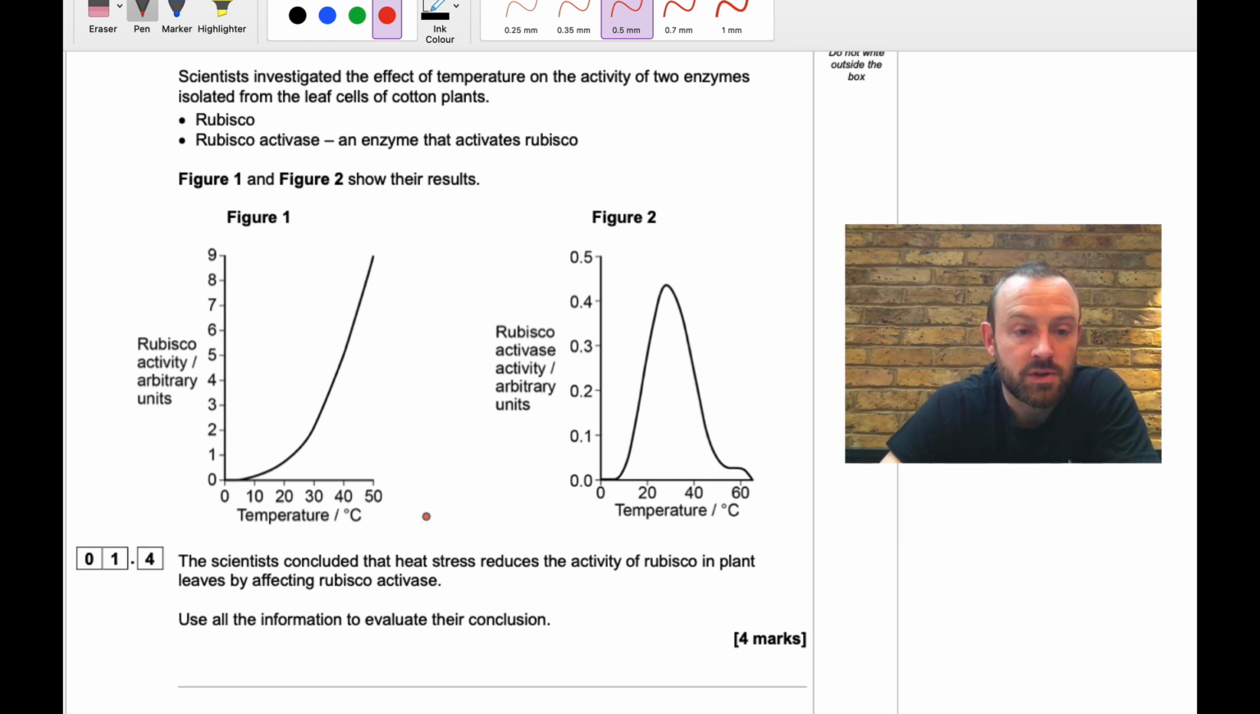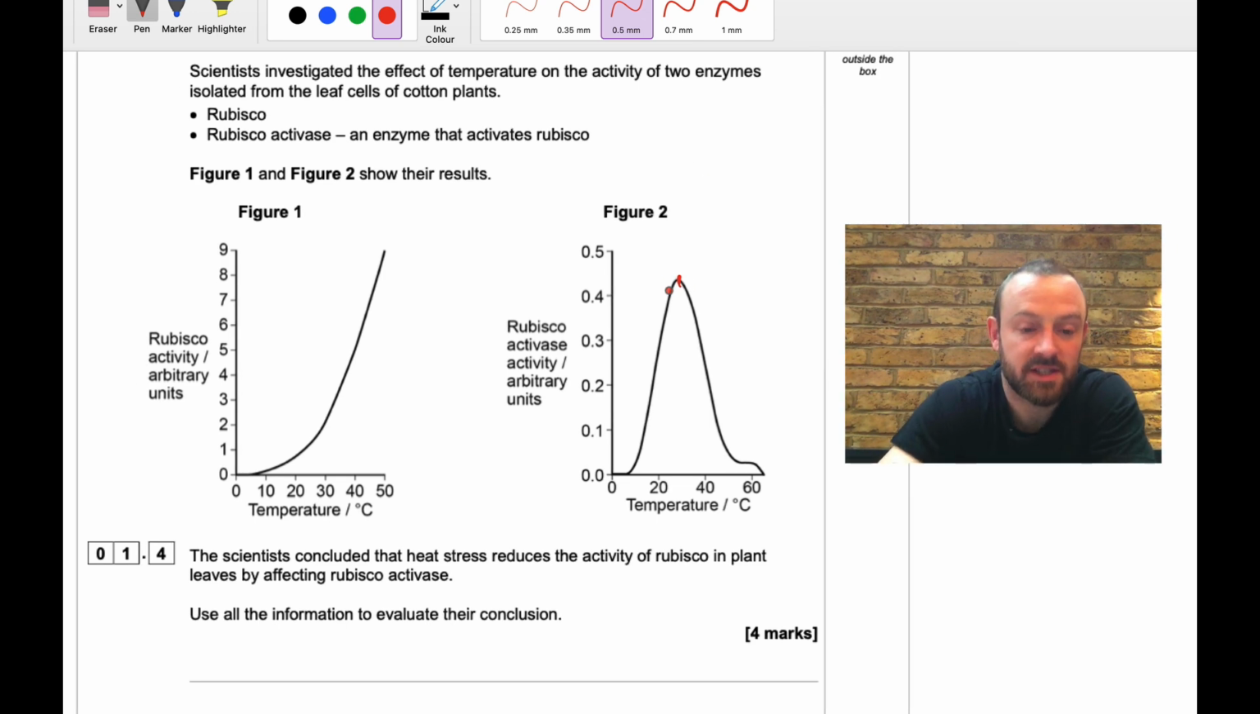Figure 1 and figure 2. So Rubisco activity seems to just keep going up, up, up, up with temperature. Doesn't seem to go down at all, even up to 50 degrees. Interesting. Whereas Rubisco activase seems to have an optimum temperature somewhere around 30 degrees. It says the scientists concluded that heat stress reduces the activity of Rubisco in plant leaves by affecting Rubisco activase. Use all the information to evaluate their conclusion. Well, it seems right.